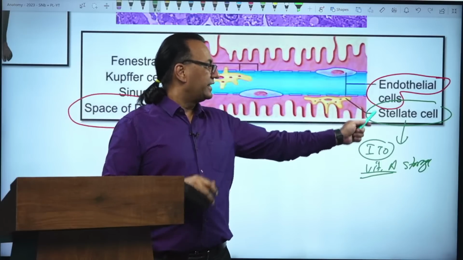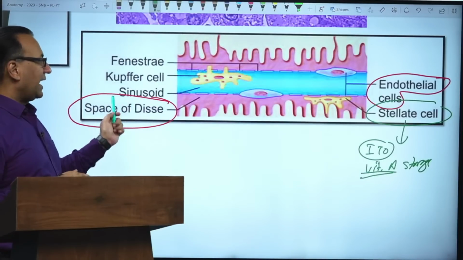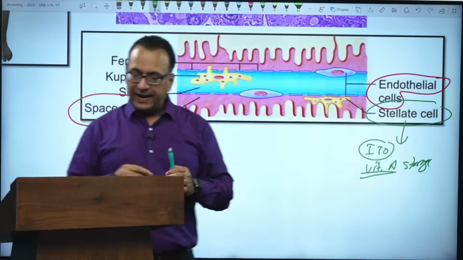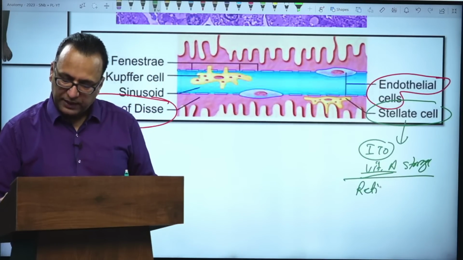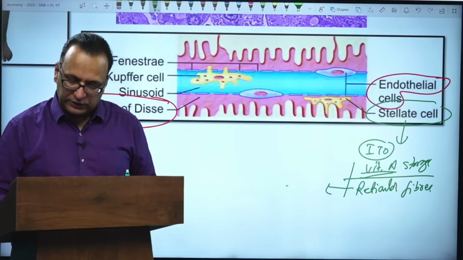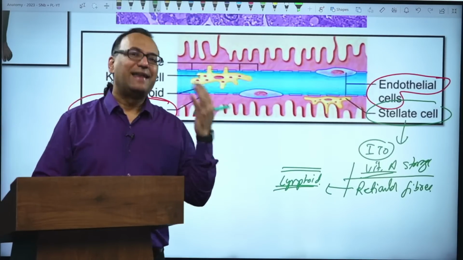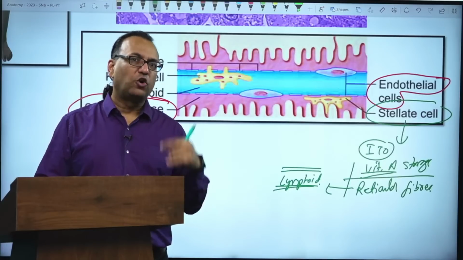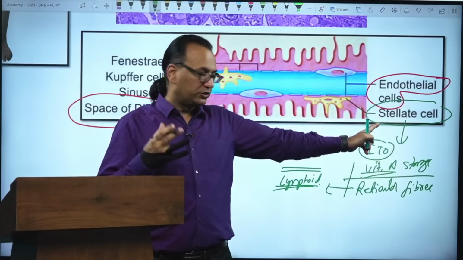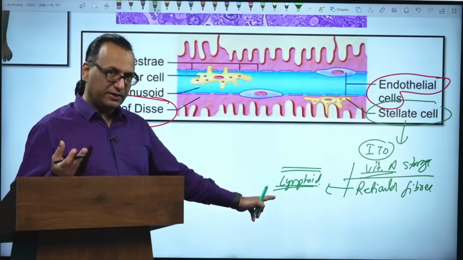So where do you find this stellate cell? Star shape in the perisinusoidal space of Disse. And what is it doing there? It is for storage of vitamin A, plus it can form reticular fibers. Reticular fibers are present in organs like lymphoid organs, and lymphoid organs could be, like we said, lymph node, it could be spleen, it could be liver also. So this stellate cell produces the reticular fibers, and reticular fibers can be seen in lymphoid organs like liver.